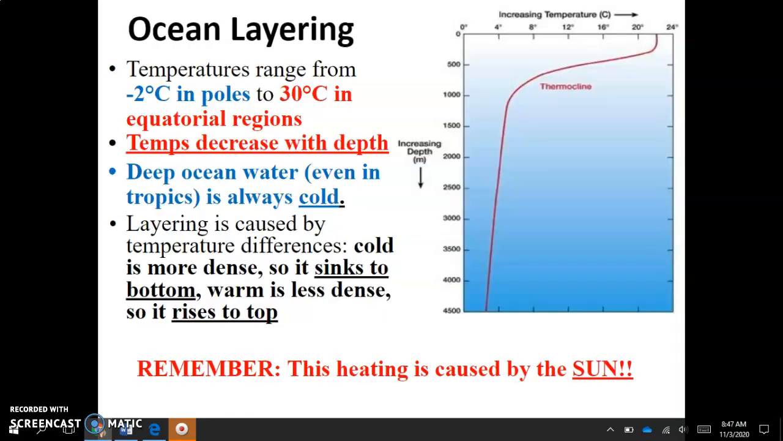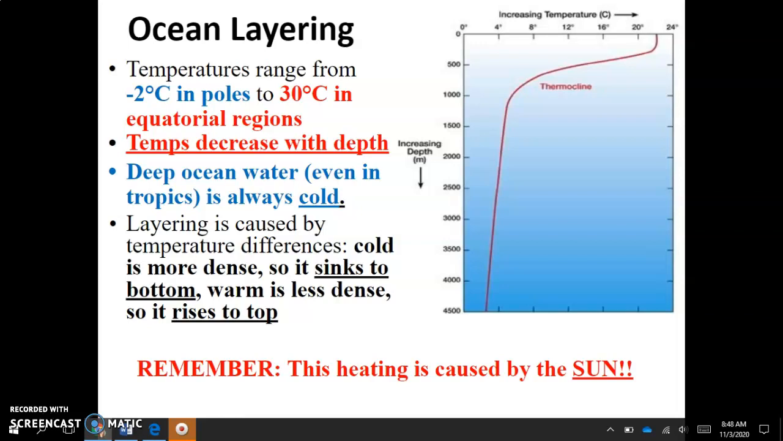So the ocean is layered, so temperatures in the ocean will range from -2 degrees Celsius in the poles to about 30 degrees Celsius in equatorial regions. The temperatures tend to decrease with depth, which makes sense because closer to the surface you have more sunlight penetrating and therefore more radiation, which heats the water. So deep ocean water, even in the tropics, is always cold. So even near the equator, if you go down deep enough, the water is going to be cold. And then the layering is caused by temperature differences. So cold water is more dense, it sinks to the bottom, and then the warm is less dense, so it rises to the top. And that's a concept that we've talked about quite a few times now.